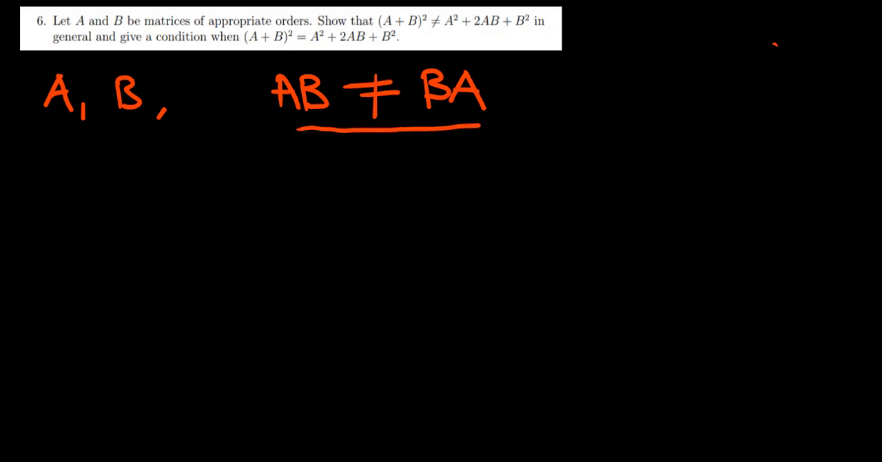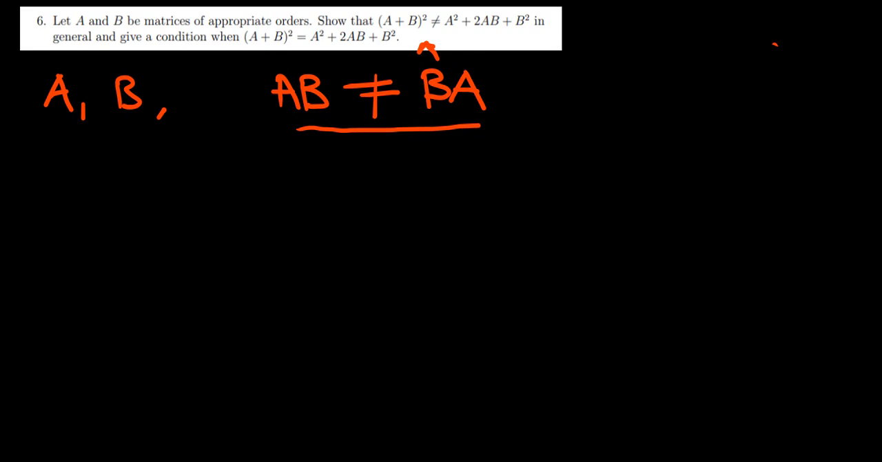Welcome to this video where we're going to solve a question based on the concept that multiplication of two matrices is not commutative. So we know that if we have two matrices A and B, multiplication of these two matrices is not commutative, meaning A multiplied by B is not equal to B multiplied by A. We are going to use this concept to solve the question that we've been given here.